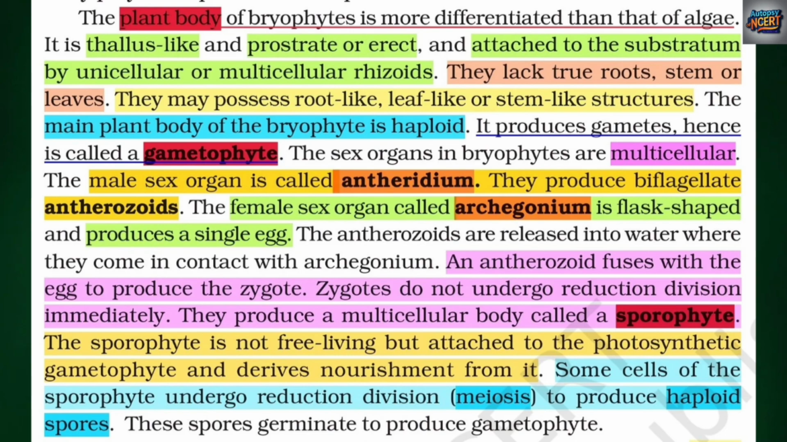Zygotes do not undergo reduction division immediately. They produce a multicellular body called a sporophyte. The sporophyte is not free-living but attached to the photosynthetic gametophyte and derives nourishment from it. Some cells of the sporophyte undergo reduction division, meiosis, to produce haploid spores. These spores germinate to produce gametophyte.